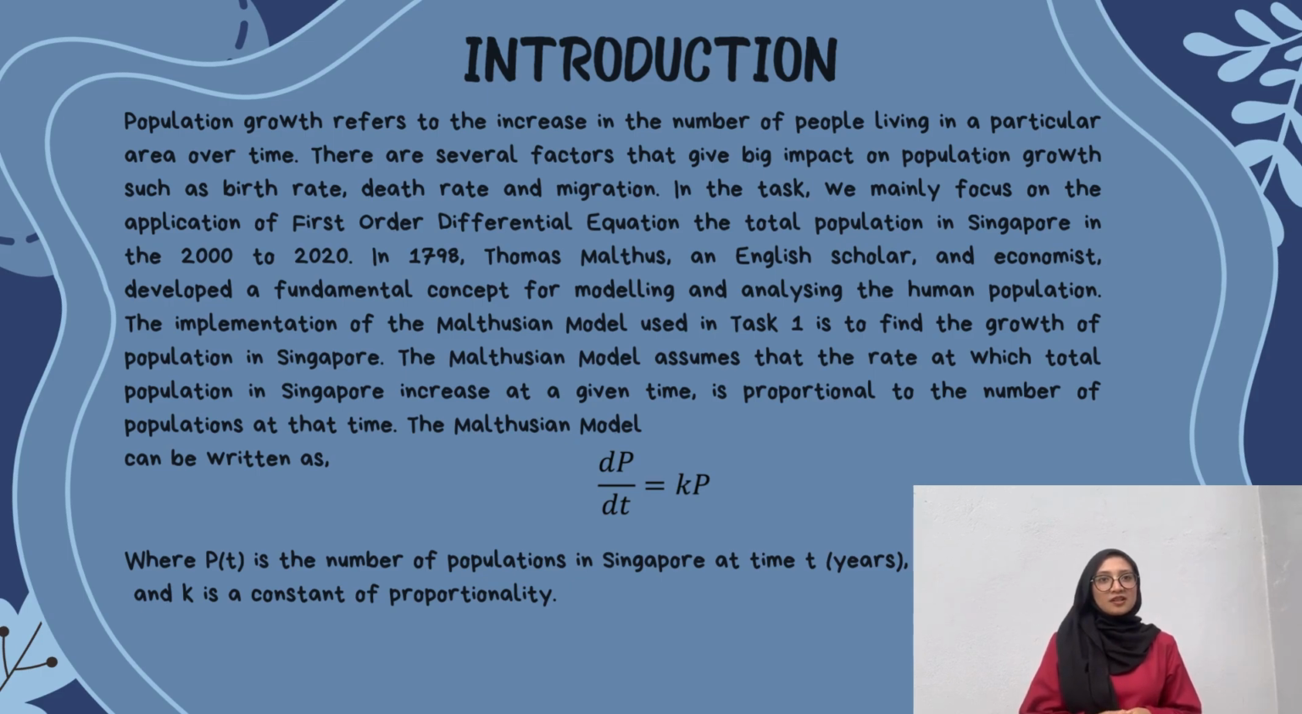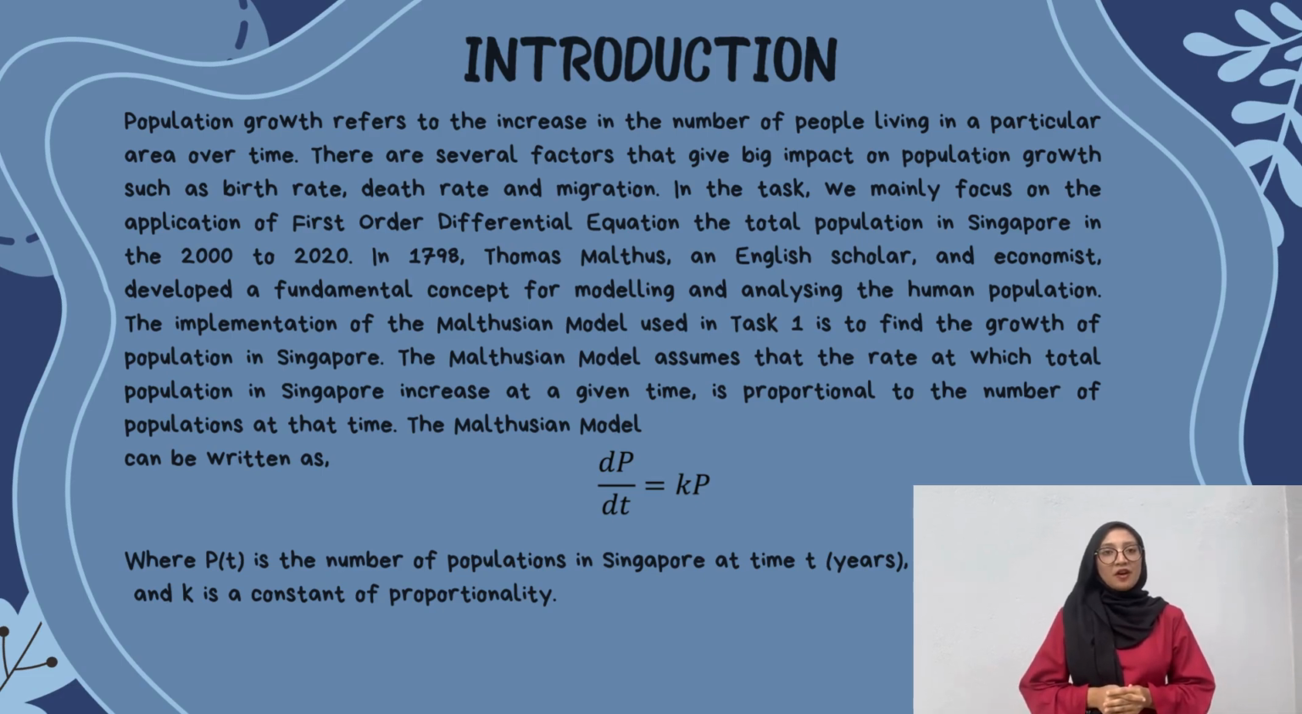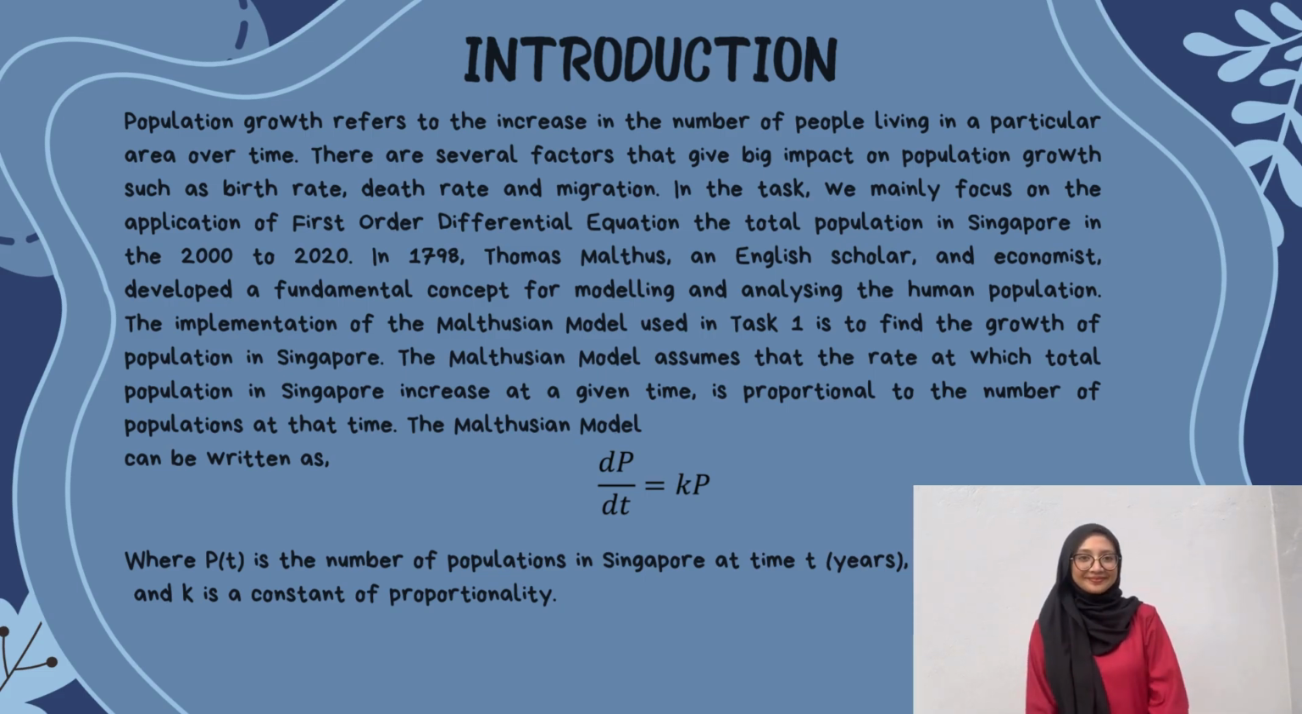the human population. The Malthusian model is used in task 1 to find the growth of population in Singapore. The Malthusian model assumes that the rate at which the total population in Singapore increases at a given time is proportional to the number of population at that time. The Malthusian model can be written as dP/dt = kP, where P(t) is the number of population in Singapore at time t and k is a constant of proportionality.